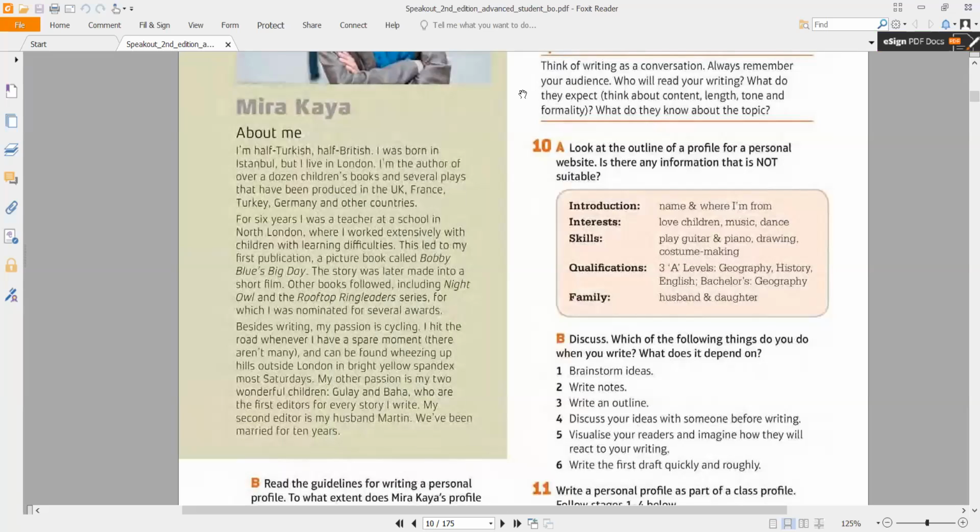So as you can see here, the words aren't really the important thing. They just want you to see the structure. First, you introduce yourself, you write your name and where you're from. Then you write your interests, like children, music, dance in this case. I don't believe she said dance. Skills, you just write what you can do, qualifications, and then you can mention family. I know you might not be interested in writing a profile. It's just good to have it in mind. So again, do you have any questions on this one?